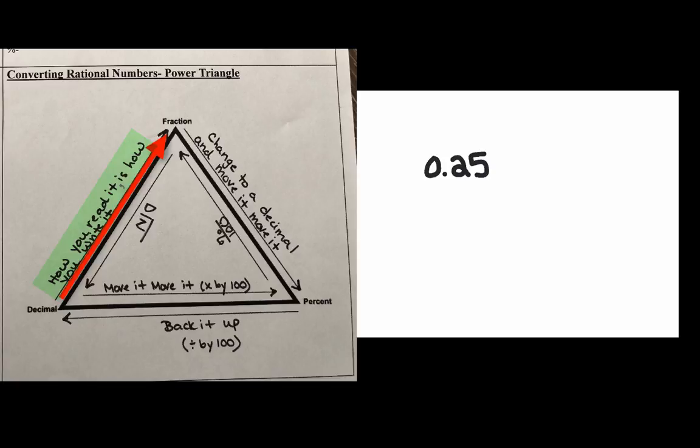So now, go ahead and leave your note sheet the way it is, and this time we're going to work on the outside of our power triangle. We're going to start with the decimal, so put your finger on decimal, and I want you to trace the arrow up to fraction. So we're going to go from a decimal to a fraction, and we've already done this. We did this back in Unit 2. So in your power triangle, write decimal to fraction. How you read it is how you write it.